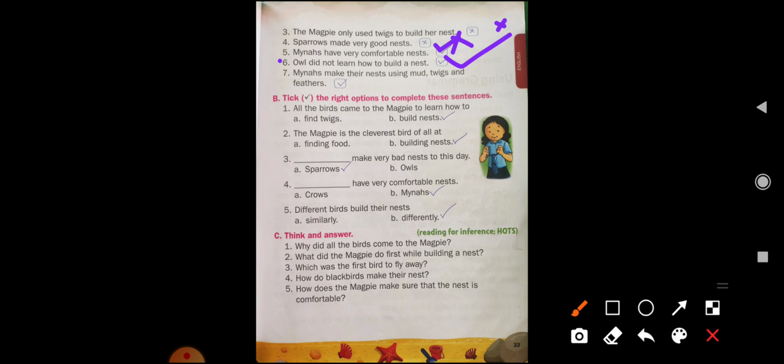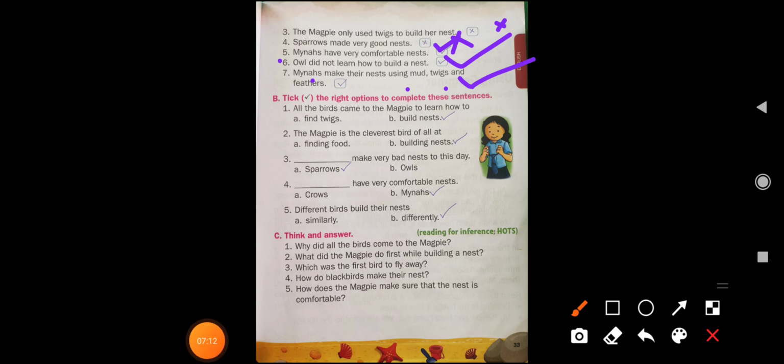Okay, now come to the seventh one. Mynas make their nest using mud, twigs and feathers. Yes, absolutely right. Yes, children, this is true that mynas make their nest using mud, twigs and feathers. So here we also have to put a right mark.